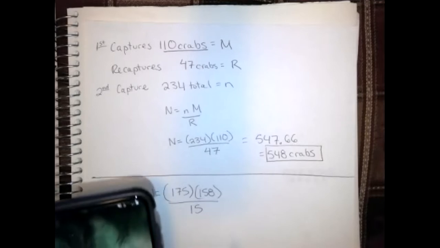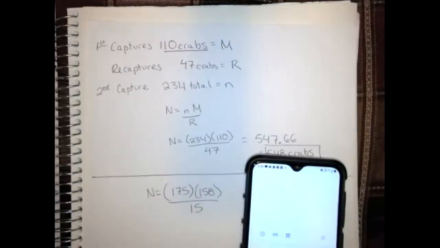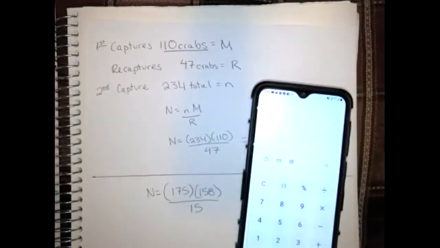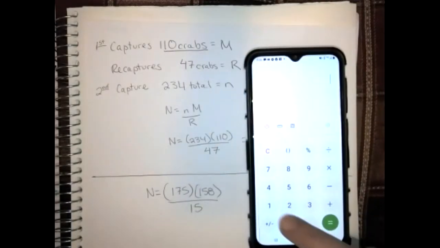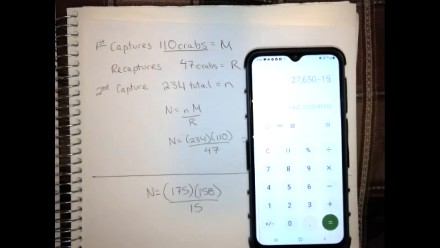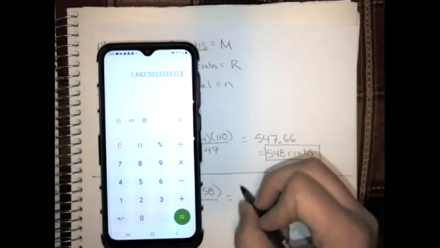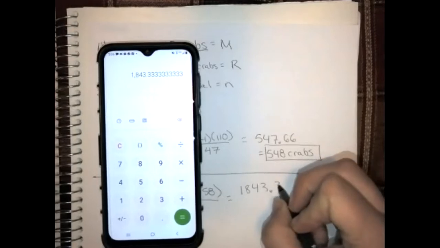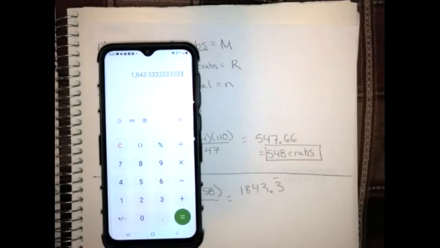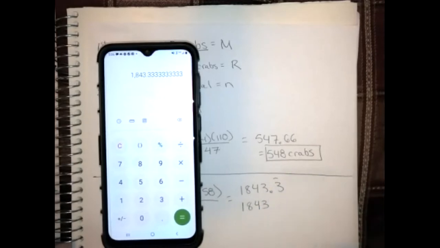And so this time, let me actually do the math with you. Here is a simple phone calculator. You can do something as simple as 175 times 158 all over 15. So here we get 1843.3 repeating. We can't have 1/3 of an animal, and so 1843, we round down because this is less than 5. So that is how you do Mark-Recapture problems.